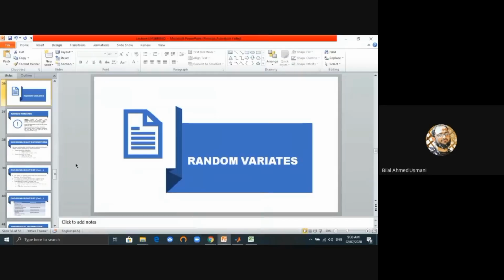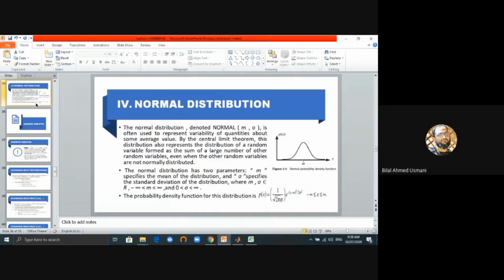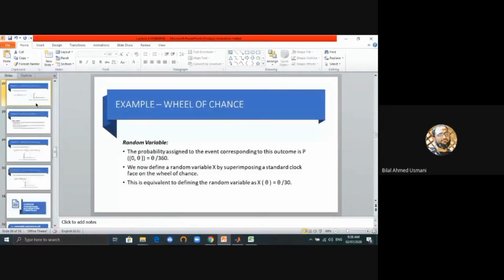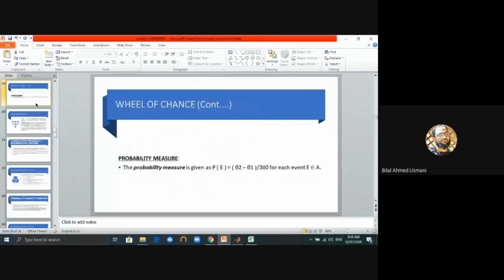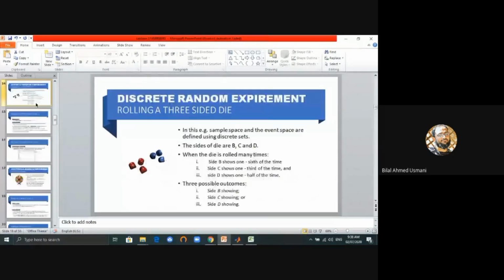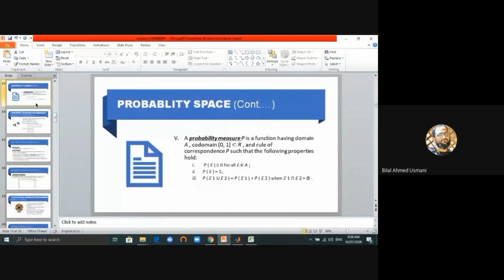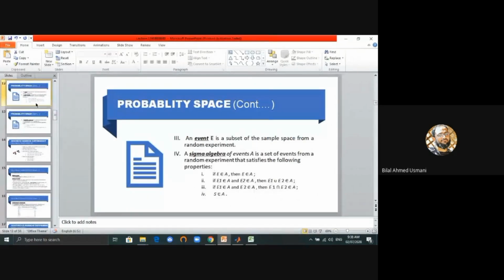In the last lecture, we talked a bit about random variables. We talked a bit about some examples of probability, some basic concepts, probability space, and specifically the new thing which is called a sigma algebra of events.